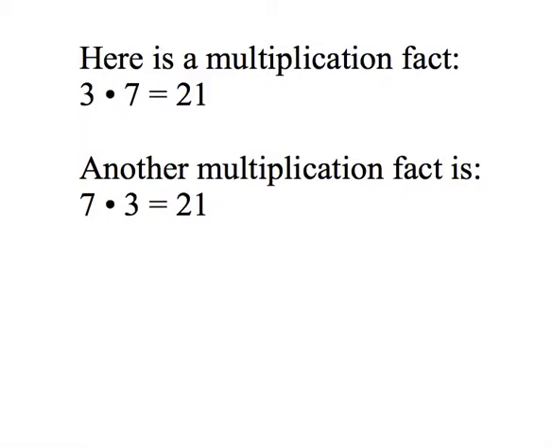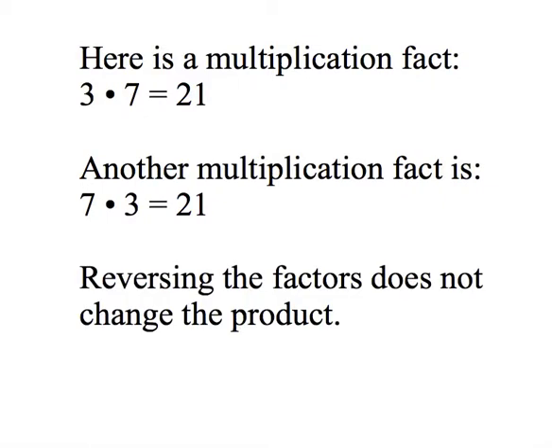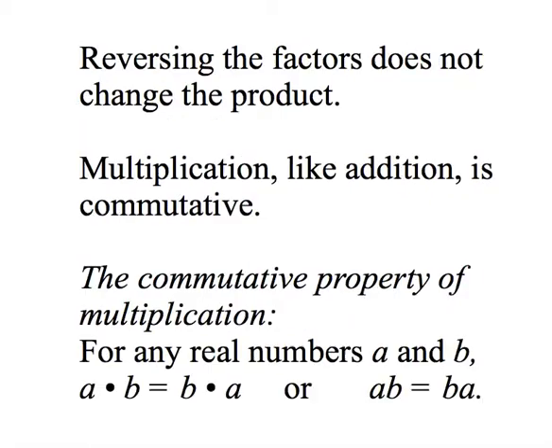Another multiplication fact is 7 times 3 is equal to 21. Reversing the factors does not change the product. Multiplication, like addition, is commutative. And here's the commutative property of multiplication. For any real numbers a and b, a times b is equal to b times a.